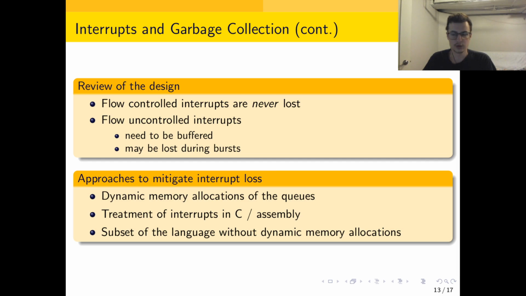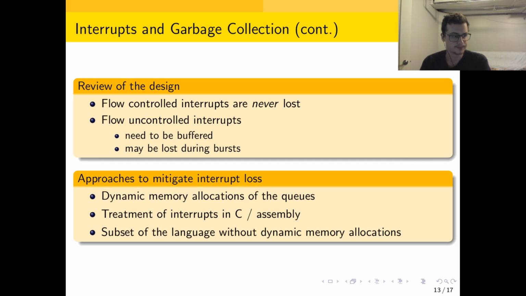Obviously, flow control interrupts are never lost, because we really control the flow at which they occur. And this is helpful because some IDE interrupts, because they fall into that category, are never lost, and we never have data loss when we're reading from the disk, for instance. But on the other side, flow uncontrolled interrupts may be lost during high bursts of interrupts. So if someone is really angrily typing at the keyboard while a big garbage collection pass occurs, you might start dropping key presses. And they still need to be buffered, because since they need to be processed as fast as possible, we can't really do otherwise.